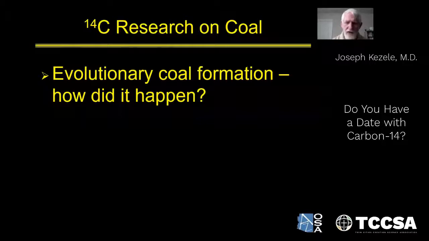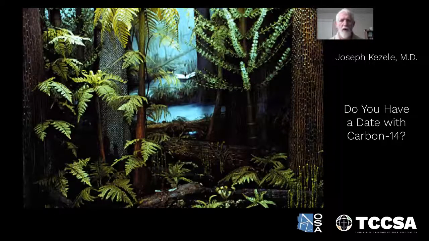Well, the evolutionary story is that coal formation happens with very slow accumulation of organic material as trees fall over in the swamp and they're in the water. They take thousands of years to decay, and then they take zillions and millions and billions of years to get covered and then be compressed into coal. That's the story we've been fed over the years.